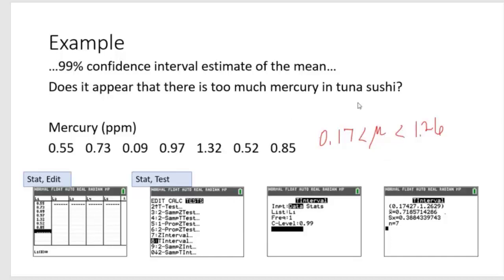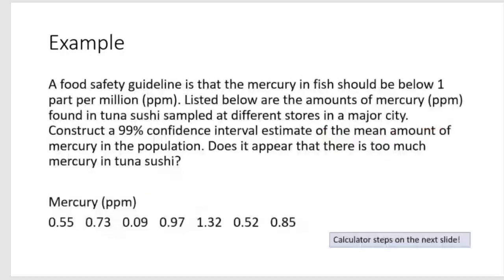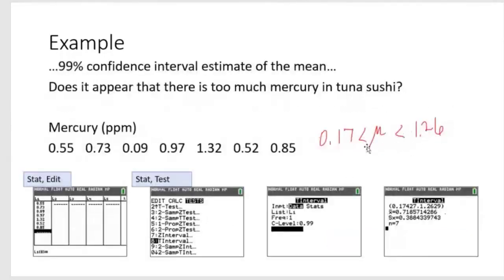All right, now does it appear there's too much mercury? Well, let's go back again and see how much mercury it said was okay. It should be below 1. Well, look at this part. This is not saying it has to be below 1. It's a real possibility that the mean is bigger than 1. So at least from this sampling, we would say that yes, there's a good chance. We're not certain, but there could be too much mercury in the sushi because the mean may be greater than 1.